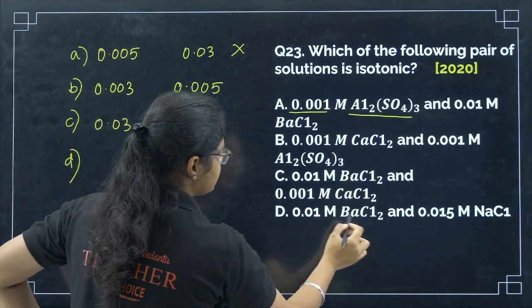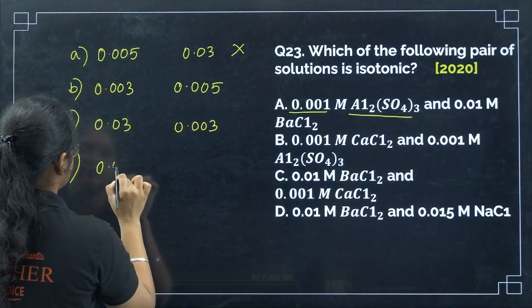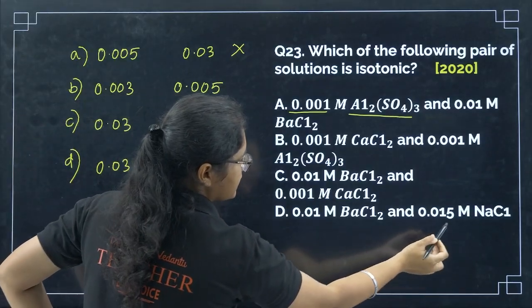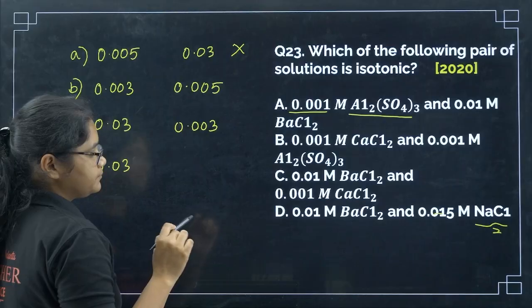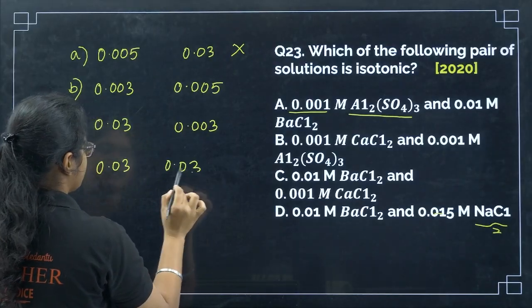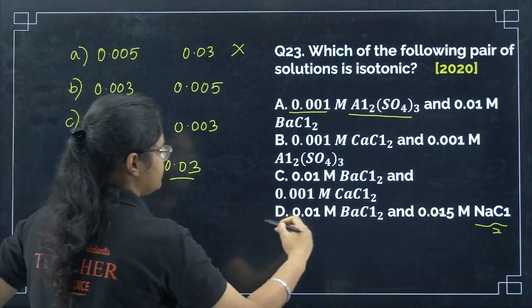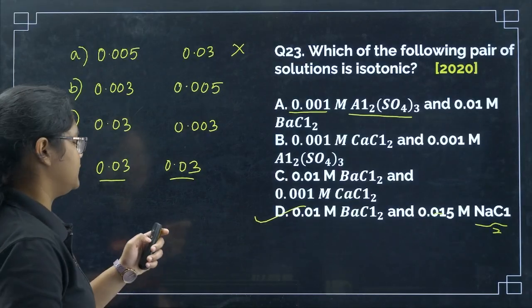Next I have 3 into 0.01, 0.03. And here if you see, I have 2 ions, 0.5, this one will give me 0.03. So you can see here the concentration is same, so it will be isotonic, option number D here.